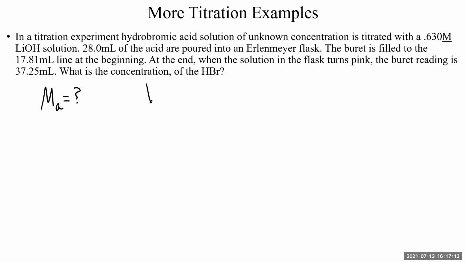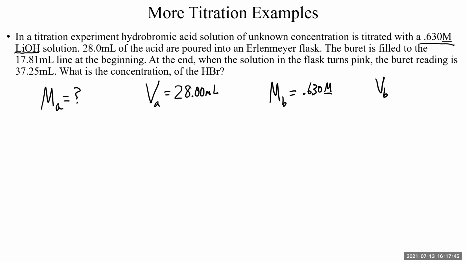We have volume of acid. I haven't read it yet. We have 0.630 molar lithium hydroxide. That is the molarity of our base solution, so I'm going to fill in my table for that, 0.630 molar. And then I have volume of base. Let's see, 28 milliliters of the acid are poured into a flask. Okay, so that is our volume of acid, 28 milliliters.